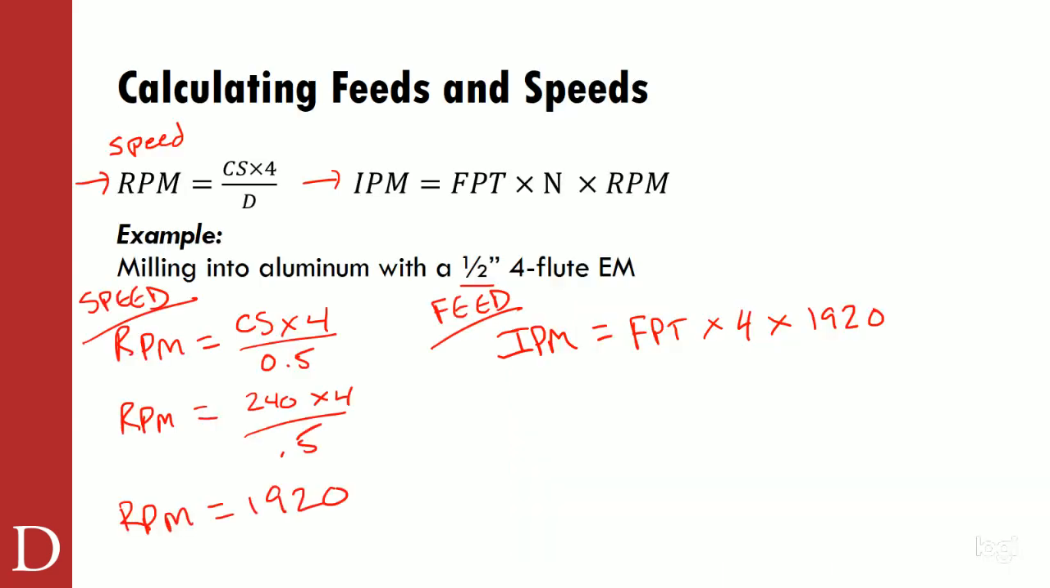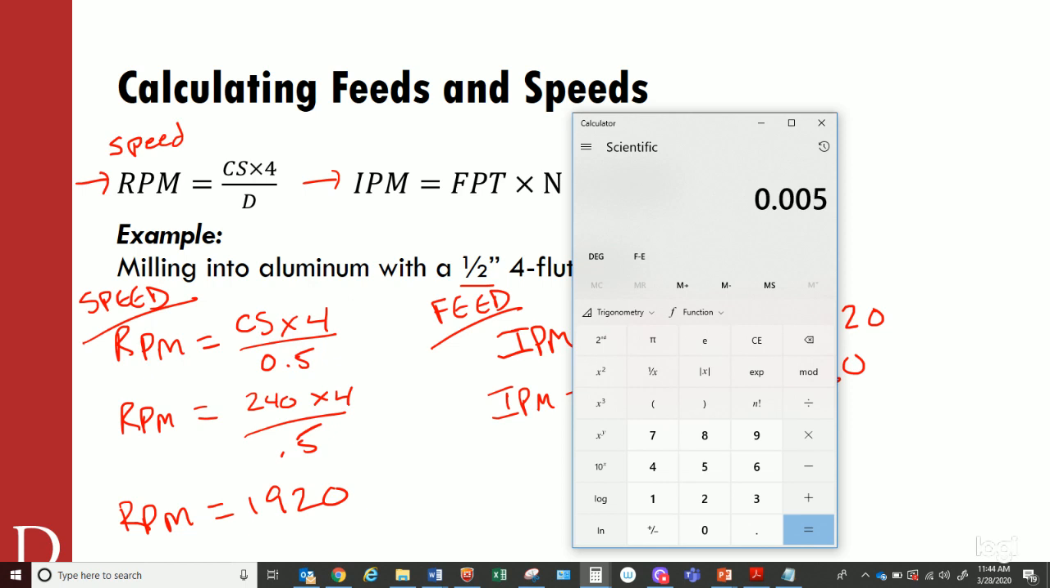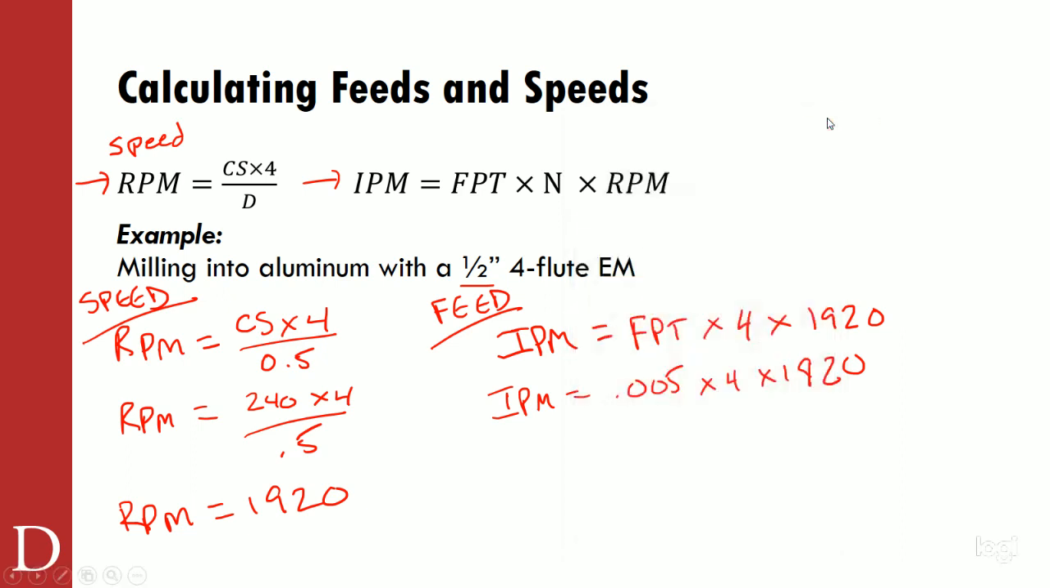So we'll go back forward, and inches per minute equals 0.005 times 4 times 1920. I'll hit my calculator. 0.005 times 4 times 1920. Now I get 38.4. I should check that math once here real quick. Inches per minute is 38.4.